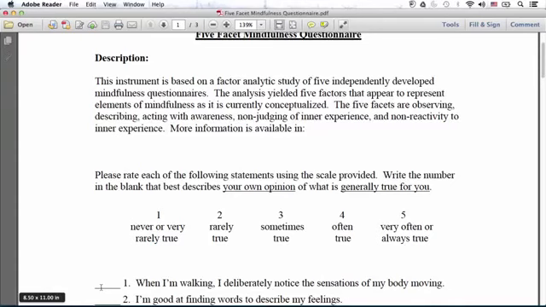Now each item by itself is an ordinal measure, so the question about noticing movement while walking is the ordinal measure. However, this instrument asks the researcher to calculate an overall score by adding all the responses together and to calculate 5 subscale scores for 5 different facets of mindfulness. This overall score and the subscale scores are considered interval level measurements. And once we have interval level data, we can do things like calculate the mean score on the instrument in our sample.